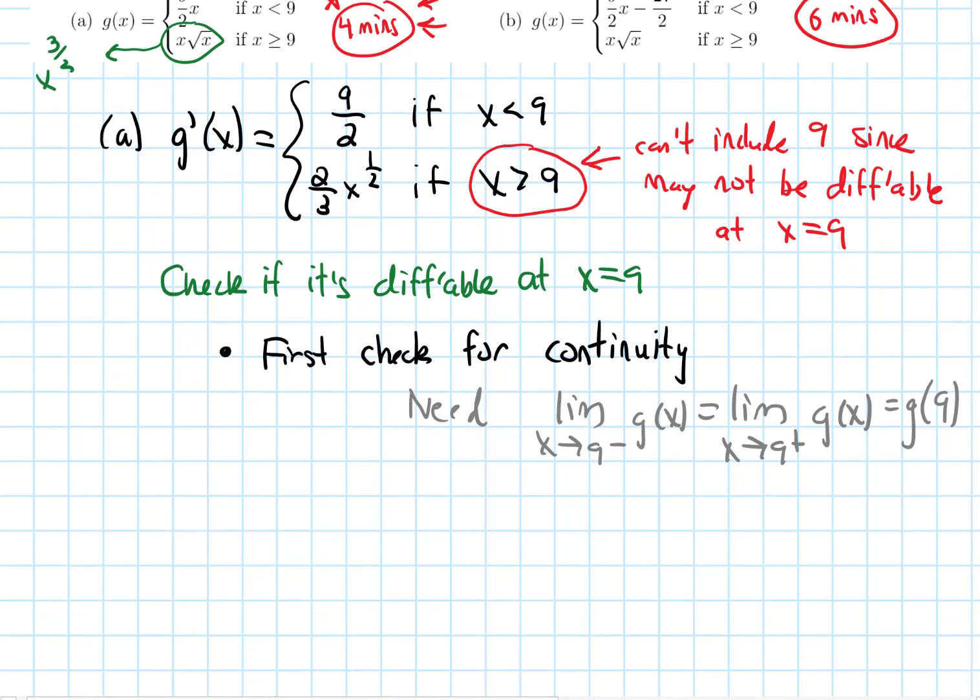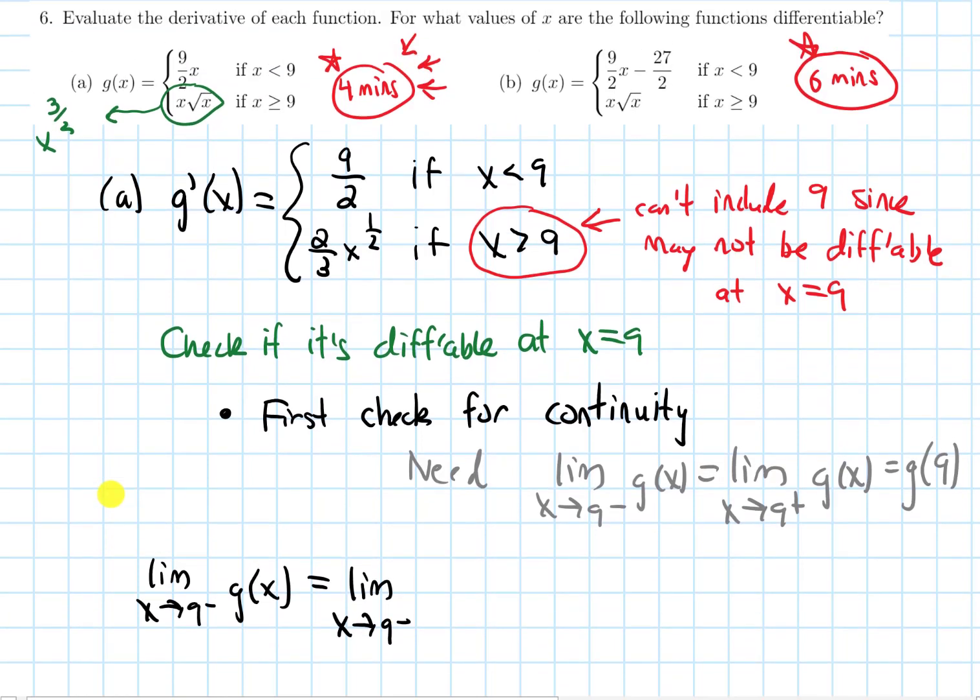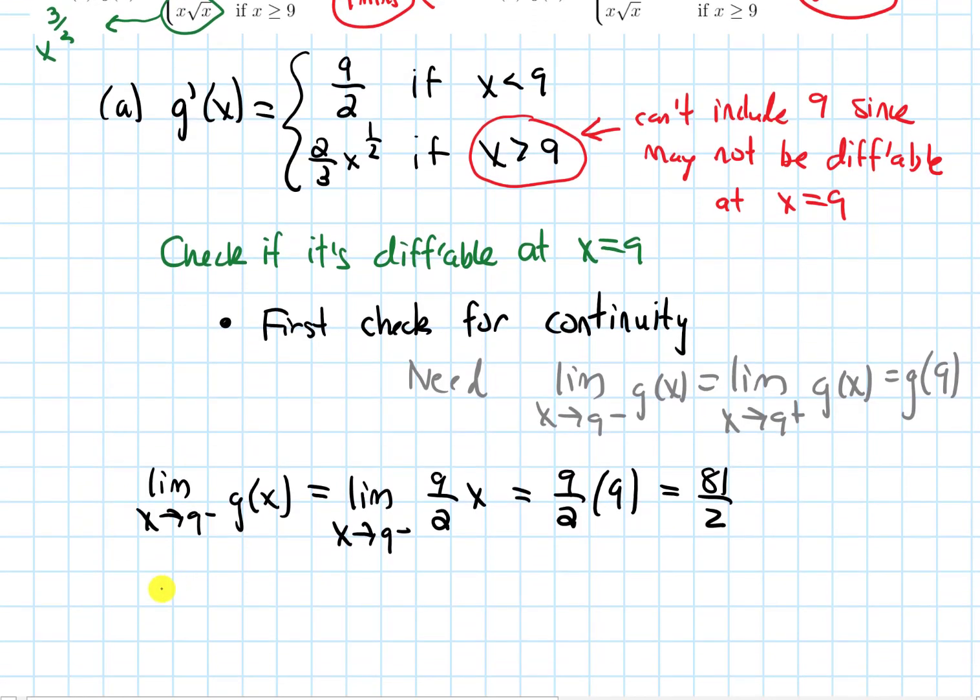So let's do these. Let's find the limit as x approaches 9 from the left of g of x. So we have the limit as x approaches 9 from the left. And on the left side of 9, that's the top piece. The x is less than 9. So I'm going to use 9 halves x. And now with this, I can plug in to get 9 halves times 9. And multiplying, we get 81 over 2. So nice. Let's do the limit from the right.